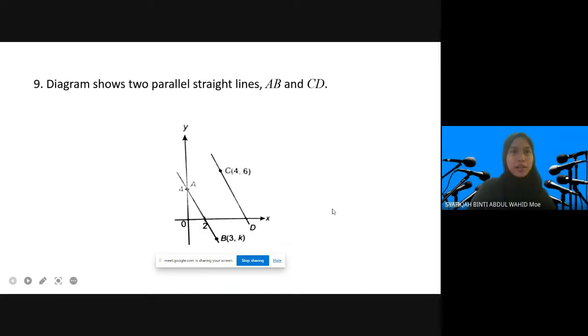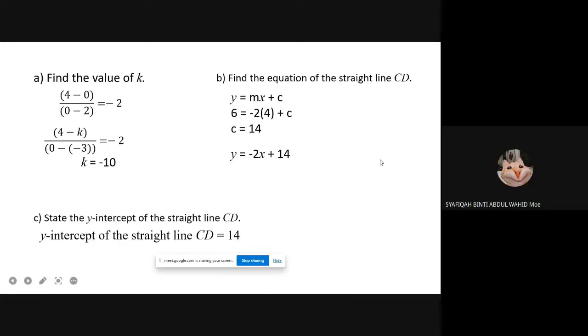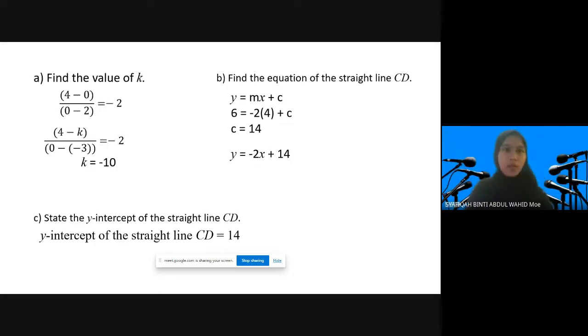The diagram 9 shows two parallel straight lines AB and CD. 9a, find the value of k. We need to find the gradient of the straight line first. 4 minus 0 divided by 0 minus 2 equal to -2. So from 4 minus k divided by 0 minus -2 also equal to -2. Then k equal to -10.